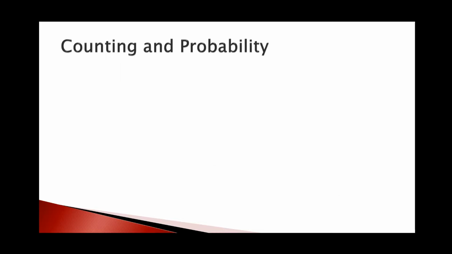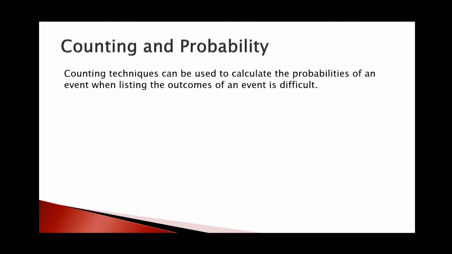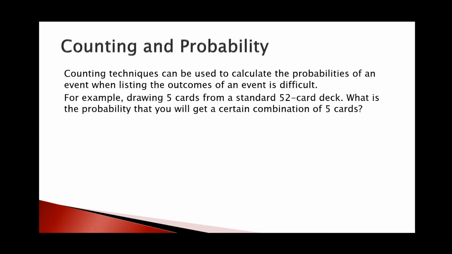Now let's move on to how to use counting formulas to calculate probabilities. Counting techniques can be very helpful in calculating the probabilities of an event when listing the outcomes of an event is difficult, and we'll see very soon in an example how we could use counting formulas to do that. For example, drawing 5 cards from a standard 52 card deck, what is the probability that you will get a certain combination of 5 cards?